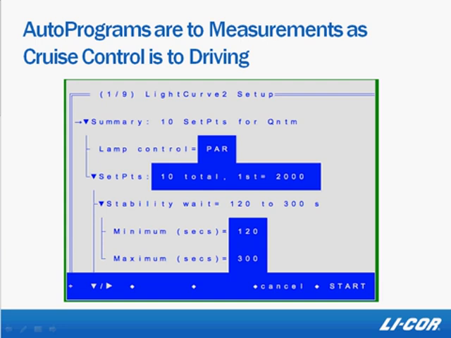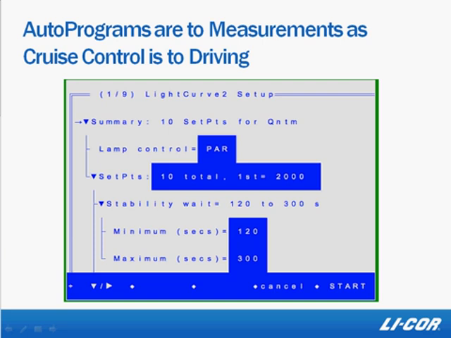Let's talk for a moment about autoprograms. Autoprograms on the LI-6400 XT allow the computer in the instrument to do what it is good at, while we do things that we are good at. An autoprogram has a series of commands that we ask the instrument to do over a period of time. Think of it a little like cruise control on your car.